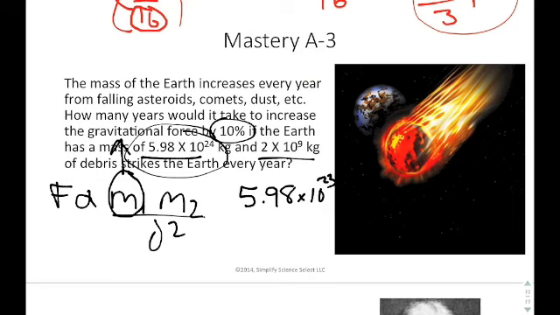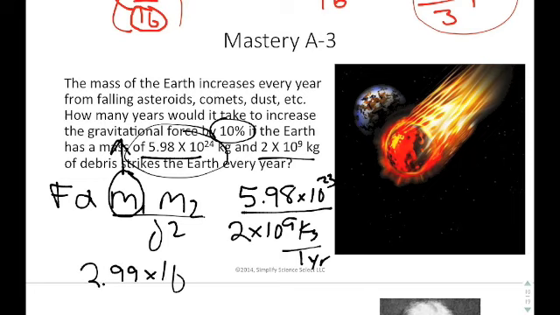So once I've identified how much mass I have, now I have how much debris falls per year. When you take these things and you divide them out, that will actually give you the number of years. If we have a consistent amount of debris fall, in about 2.99 times 10 to the 14th years, the Earth will have a 10% increase in gravitational pull. Of course, that is more time than the Sun has, and the Sun will go nova before then, so you don't expect to see this much of a dramatic increase in gravitational force.